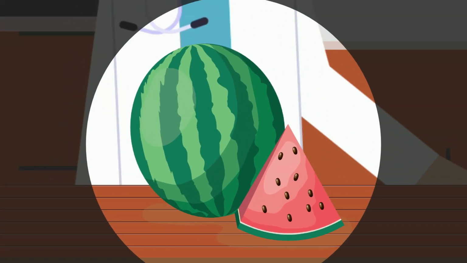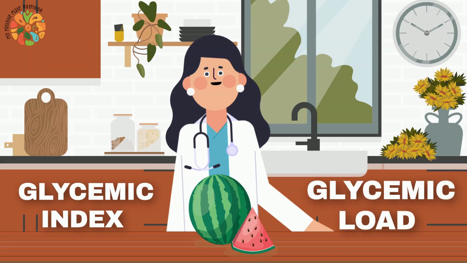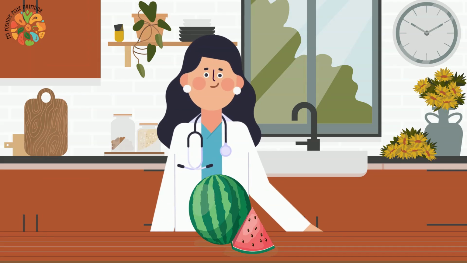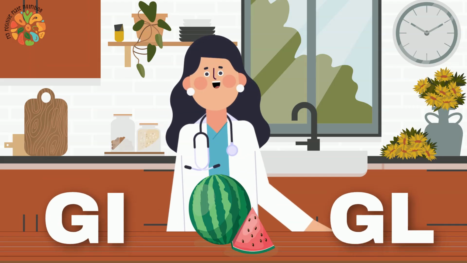Wait, how can watermelon be high on the glycemic index but still low in glycemic load? If you've ever been confused by these two terms, you're not alone. Let's break down the difference between GI and GL and why it matters for your blood sugar and energy levels.